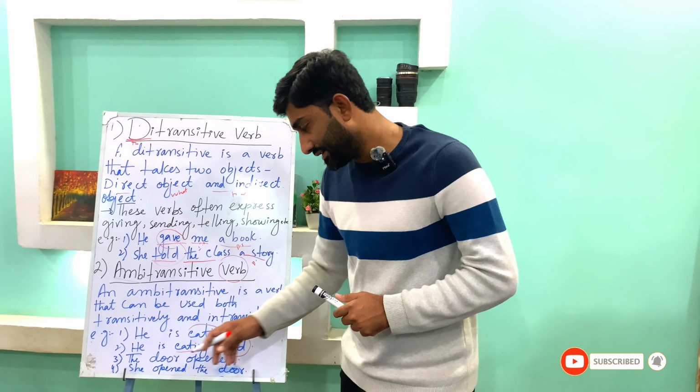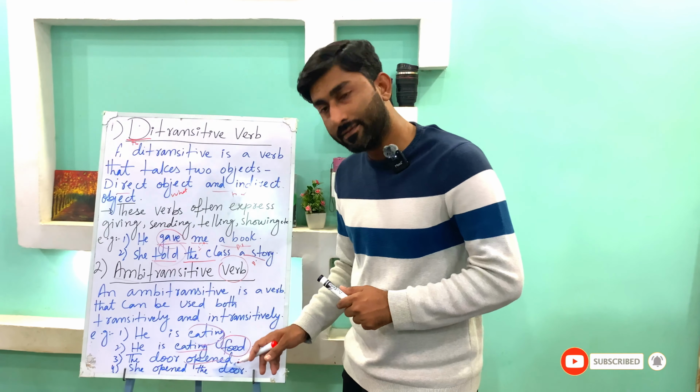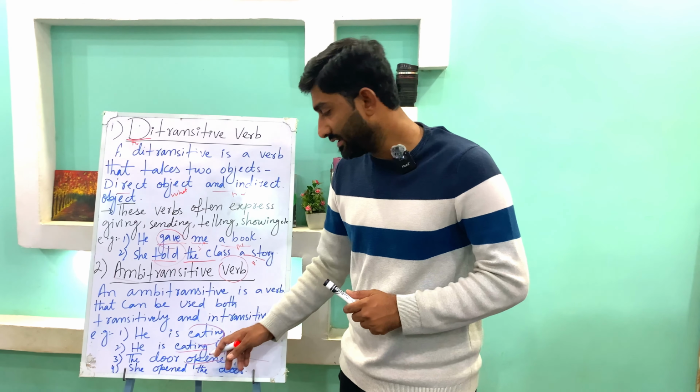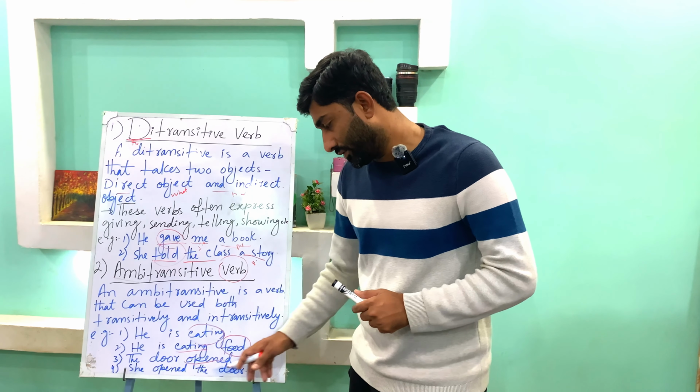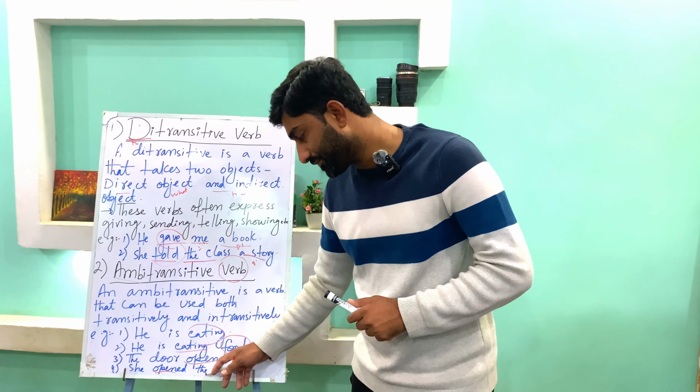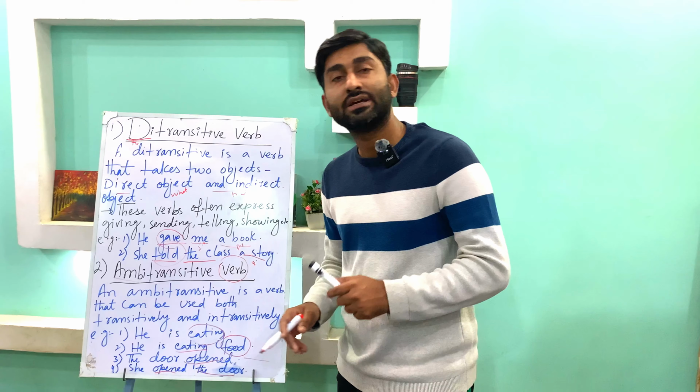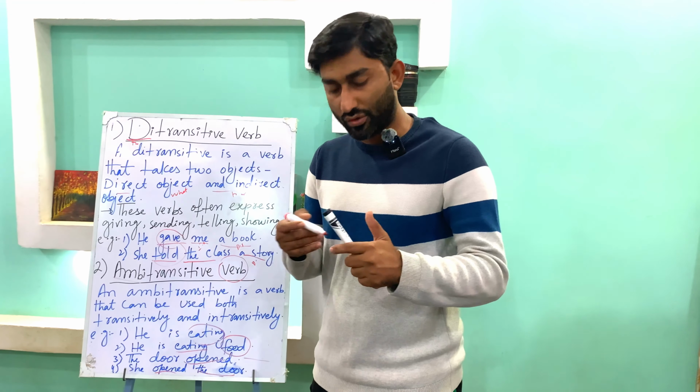The door opened. Now here opened is my verb. It does not have any object. It means it is an intransitive verb here. She opened the door. Now here open, the same verb, has an object. It means here it is used as a transitive verb. Let me share one more example.